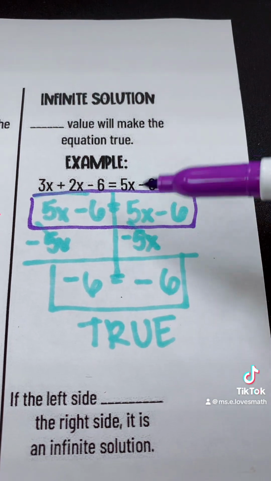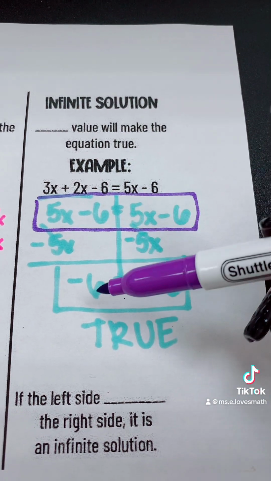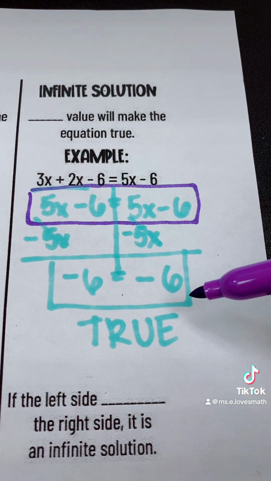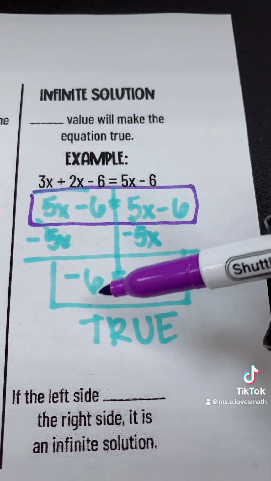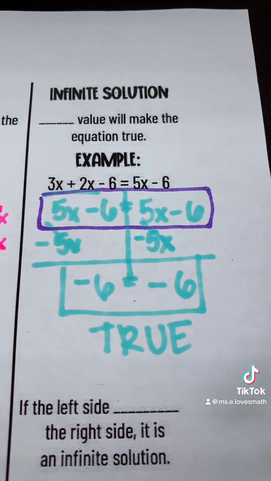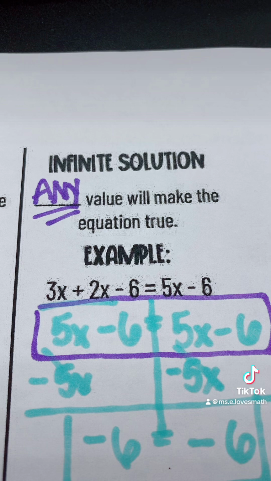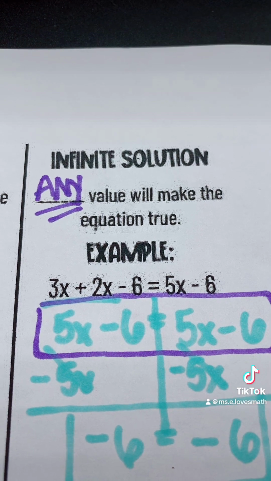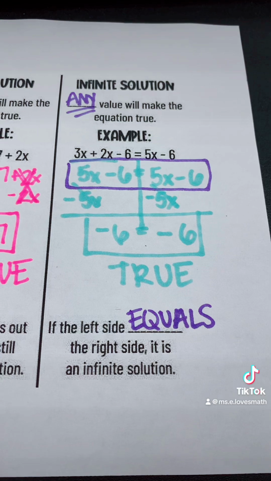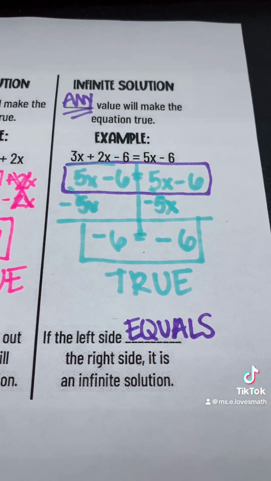If you don't notice it there, that's when you can solve by trying to move your letters to the left. And then you'll realize, okay, all that's left over here is negative 6. All that's left over here is negative 6. Well, negative 6 does equal negative 6, meaning this is true. That means any value you put in for x will make the equation true. If the left side equals the right side, it is an infinite solution.